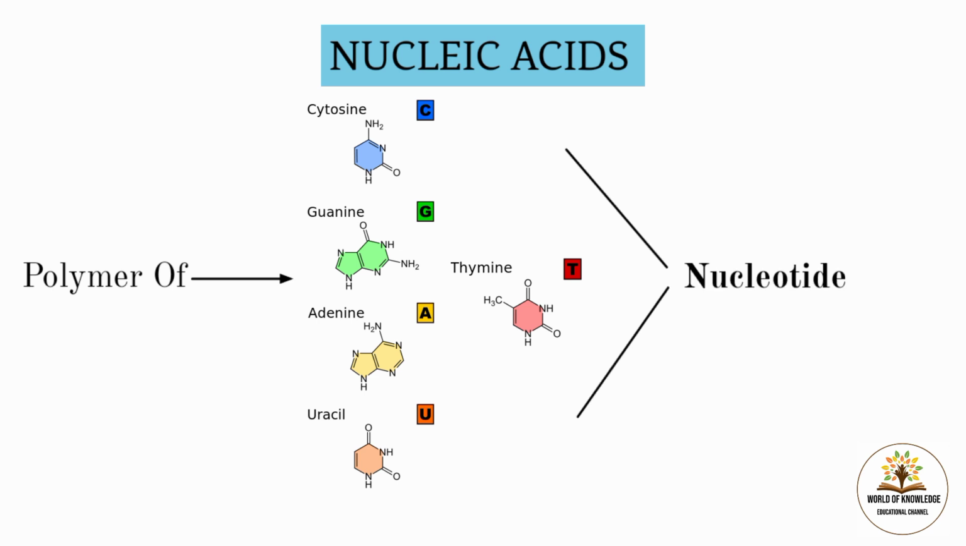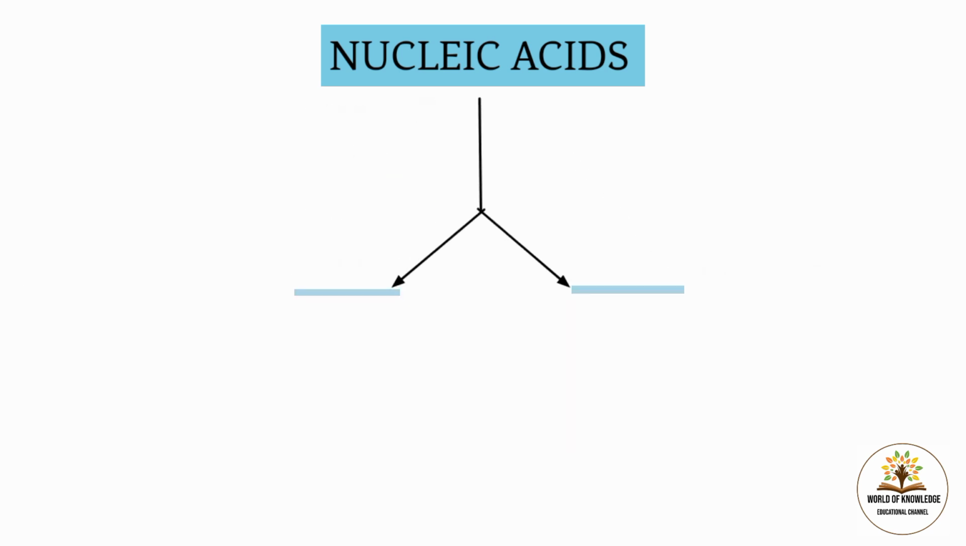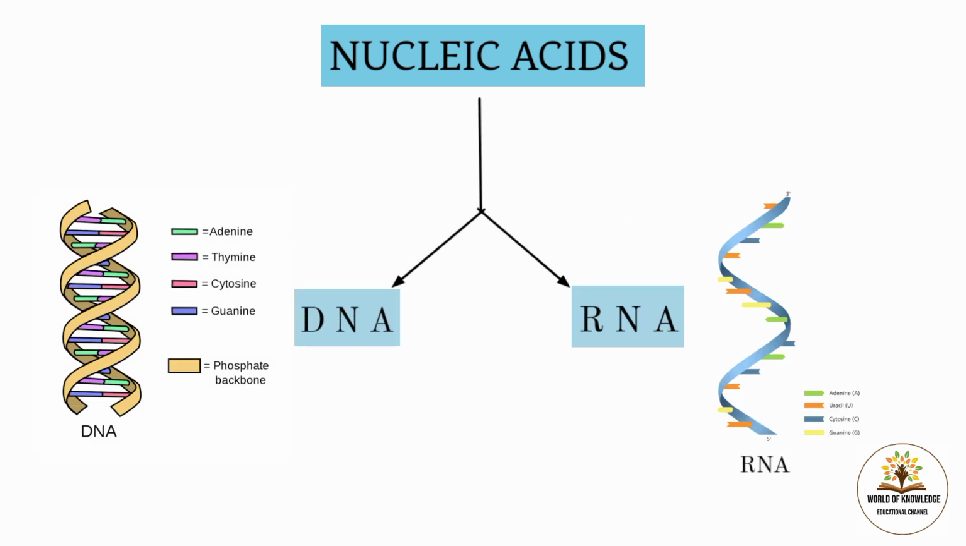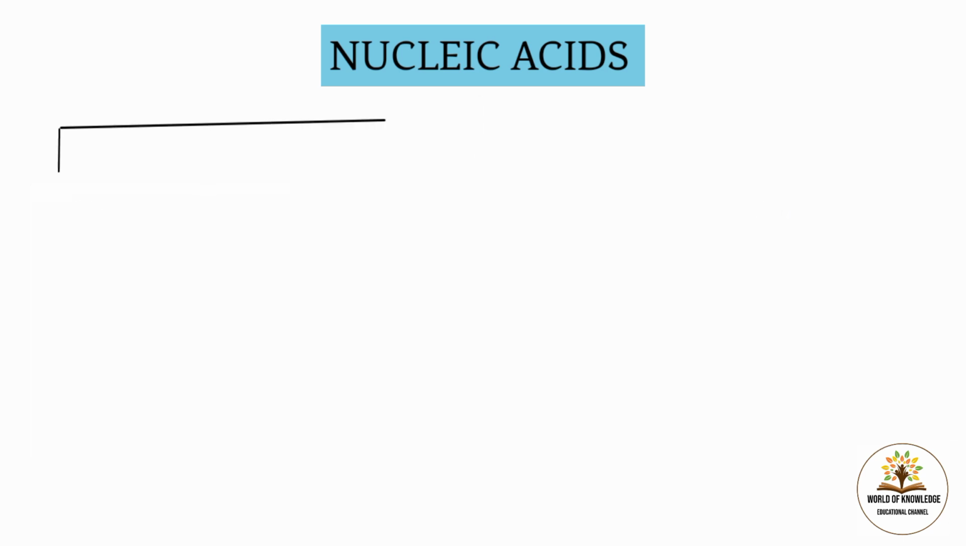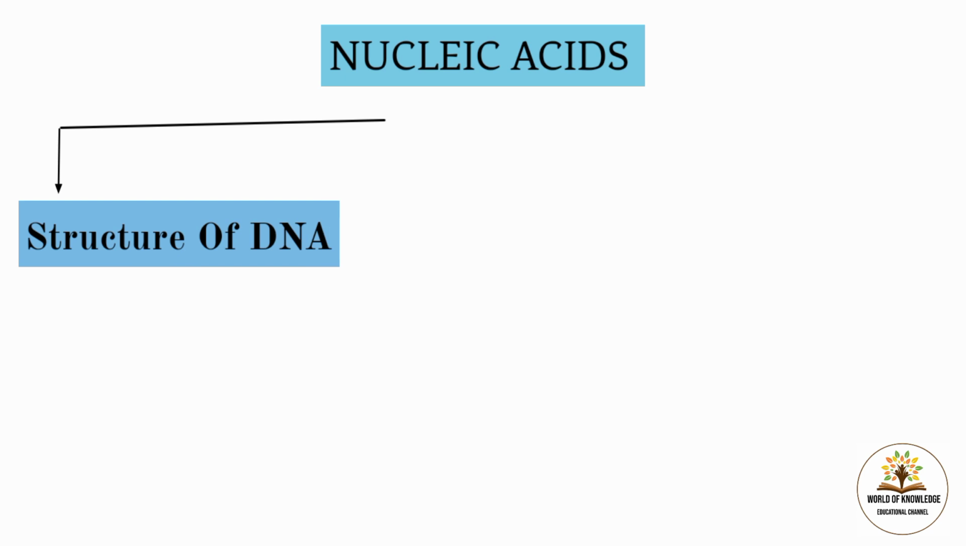These polymers have high molecular weight and are present in all living things, from viruses to mice. Now, there are two types of nucleic acid. One is DNA and the second is RNA. Both nucleic acids are linear unbranched polymers. DNA is the polymer of deoxyribonucleic acids and RNA is the polymer of ribonucleic acids. Now we'll discuss them in detail. First we discuss the structure of DNA.